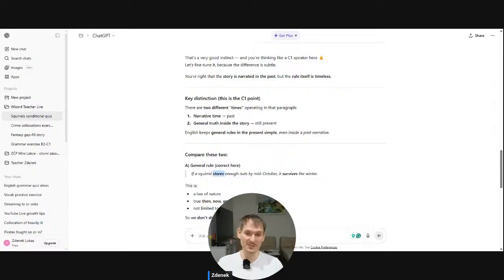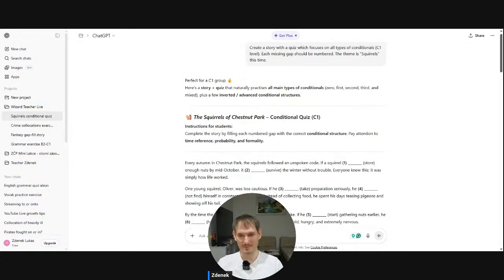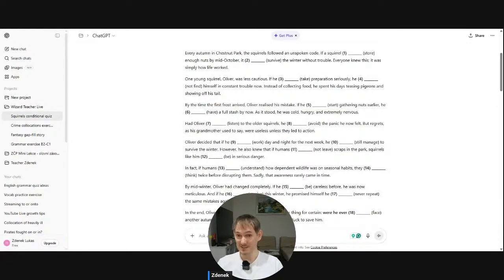If a squirrel stores enough nuts by mid-October, it survives the winter. Okay, so this is the unspoken rule, and it's timeless. So it kind of lasts forever. So it doesn't have the time almost, right? Okay, like we know Shakespeare was timeless, for example. So I guess this rule, this squirrel rule, is also timeless. Okay, fair enough. It requires the usage of zero conditional here, apparently. Let's see what happens next.